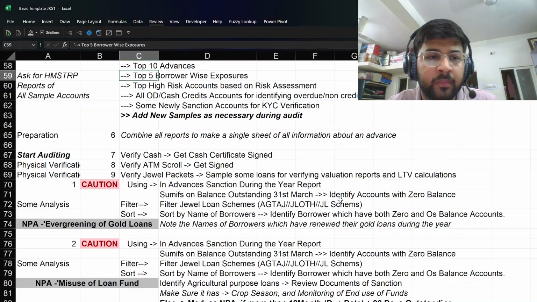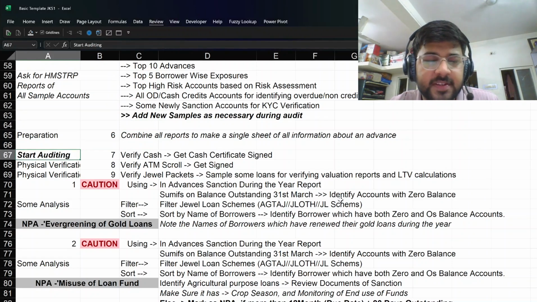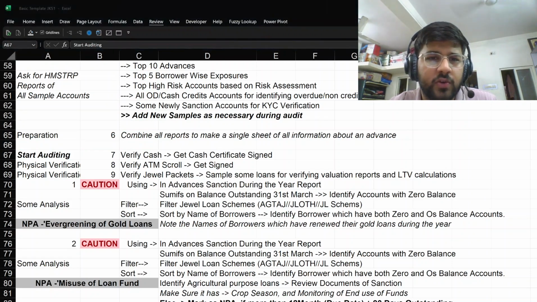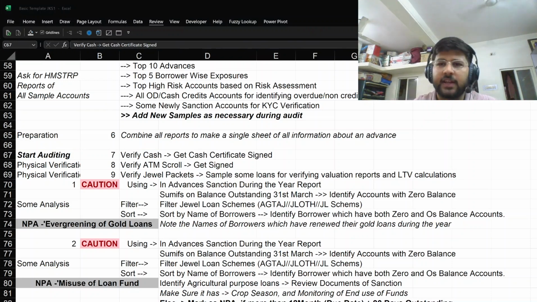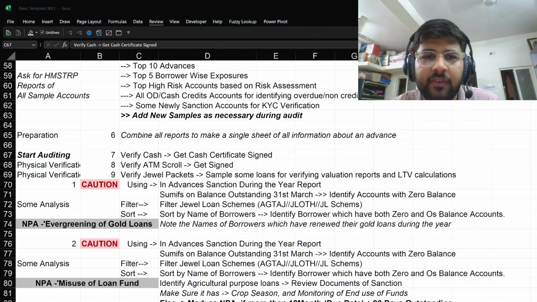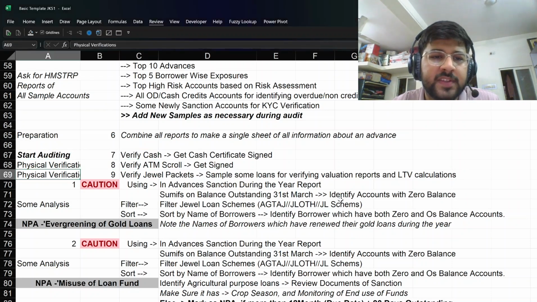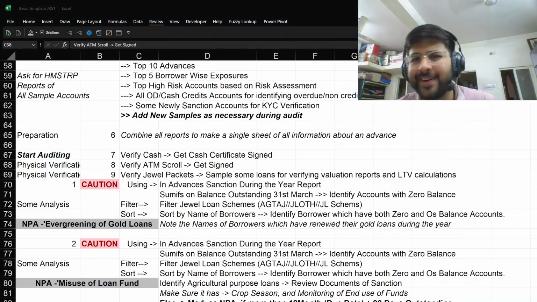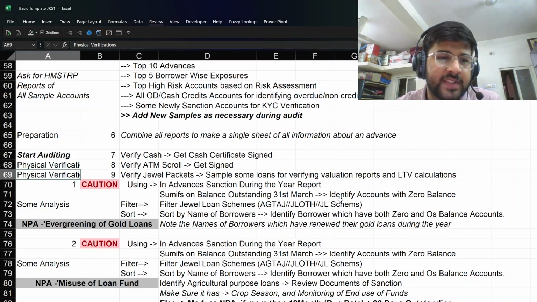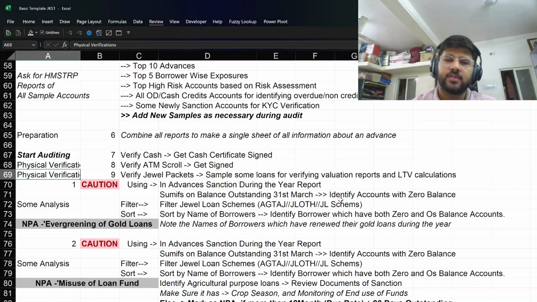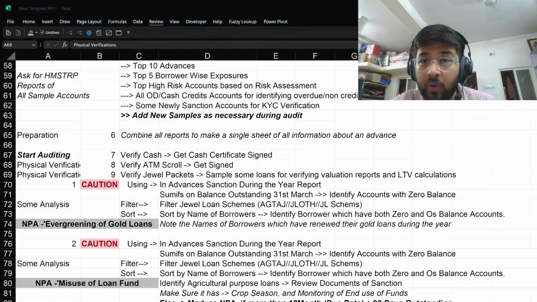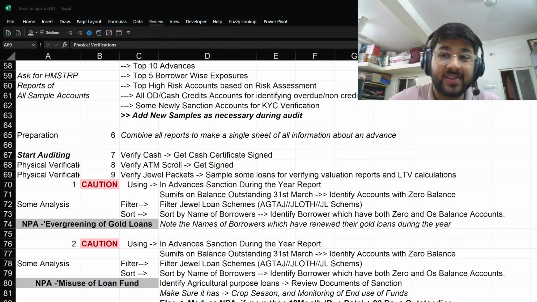Now, to start auditing, this is usually for the first day. You should start auditing by first verifying cash. So verify the cash, get the cash certificate signed, very easy. Then you should go for physical verification of the ATM scroll, generate the scroll, compare it with your Finacle, very easy. Then you should go for physical verification of jewel packets. You should first count all of the jewel packets. There should not be any extra jewel packet there. If there is any extra jewel packet, report it.